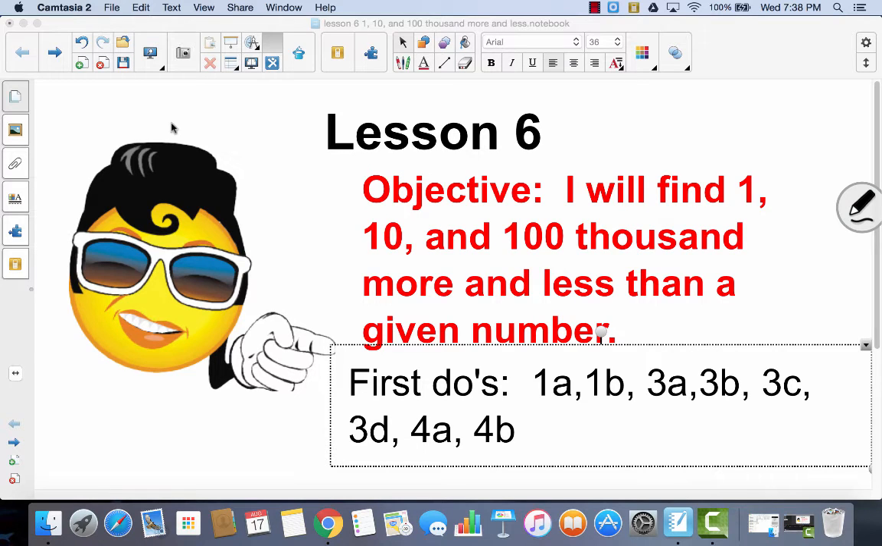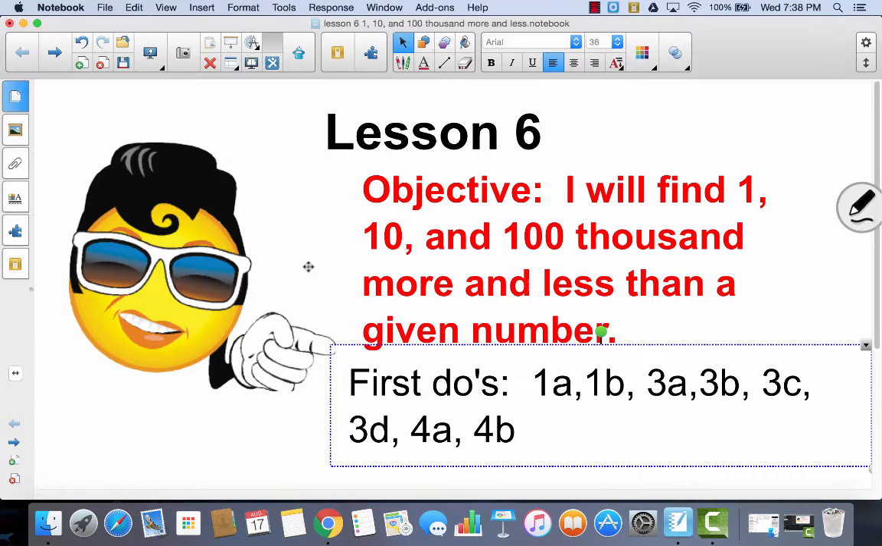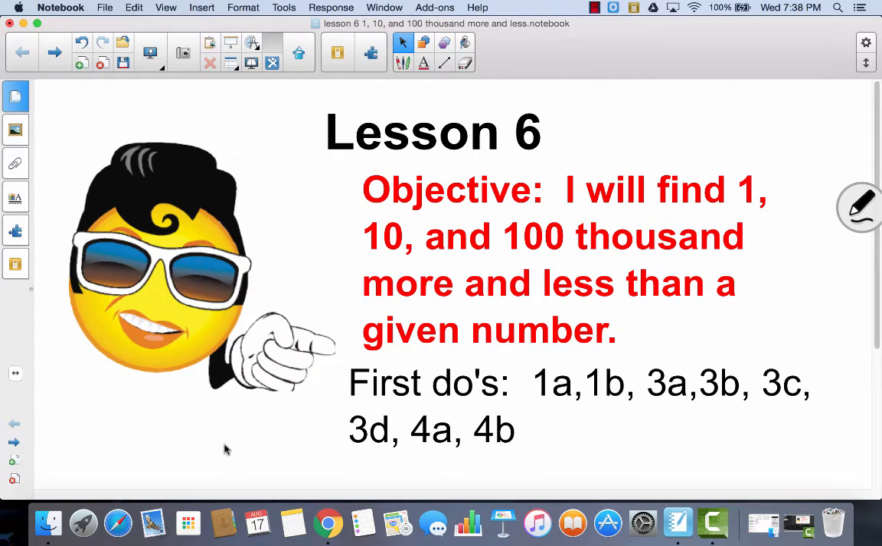Lesson 6. Our learning target today is: I will find 1, 10, and 100,000 more and less than a given number. Today we're going to begin with the following problems. These are our first do's because they are the most important. We're going to begin with problem 1A, 1B, 3A, 3B, 3C, 3D, 4A, and 4B. So we're going to skip around a little bit. Once we get to the end of 4B, then we're going to go back to all the ones that we skipped.